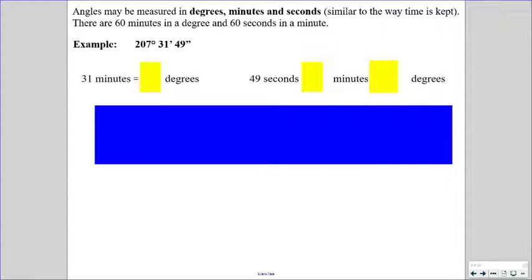It's not something that's super common. Most of the time through most of this unit and next semester during trig, we'll use just decimal values of degrees. But I just want you to be familiar with this different type of representation of angle measures. And so we're going to convert.